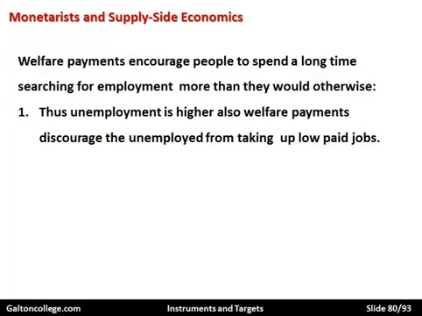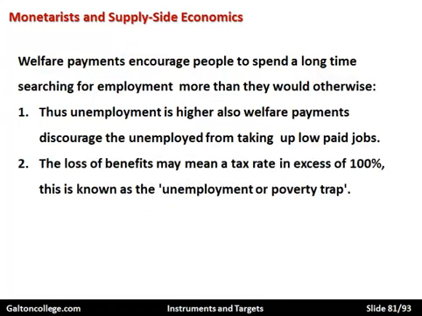Now, of course, what should be done about welfare payments? Because sometimes people need welfare payments to keep their family, and they genuinely can't get jobs. So there's a big issue, a big debate that's going on about this one. The loss of benefits may mean a tax rate in excess of 100%. This is known as the unemployment or poverty trap.